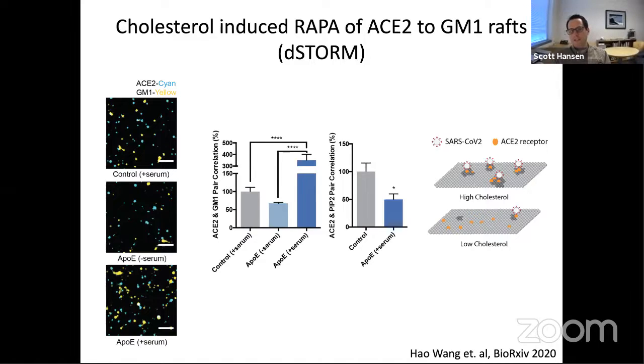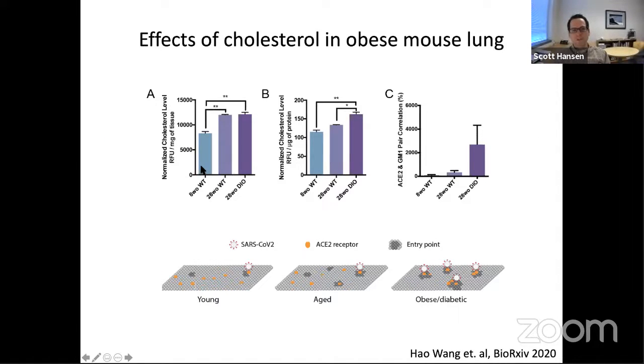And we did this in a mouse too, where we fed mice a really bad diet, which is what most Americans eat. And we see the cholesterol go up in the lung of those mice. And then when we looked using super res imaging, we could see that the ACE2 receptor was positioned for endocytosis and bringing the virus in these diet-induced obesity mice. So it was very pronounced in an old mouse that had diabetes. And this was a model that we proposed for how the virus could be very sensitive for old people that are diabetic or that have other underlying conditions.